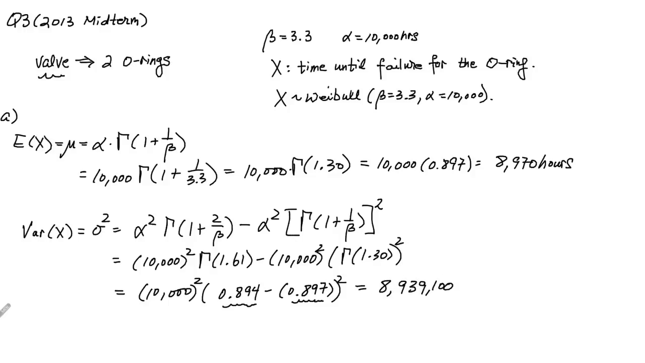8,939,100. Obviously, to get sigma, or the standard deviation of x, we take the square root of 8,939,100 to get a standard deviation of 2,989.83 hours. Okay, so on average, every O-ring will deviate from the mean of 8,900 hours by about 3,000 hours.